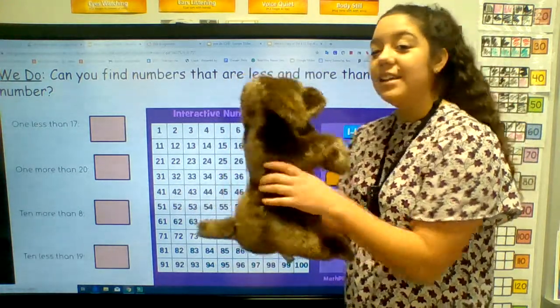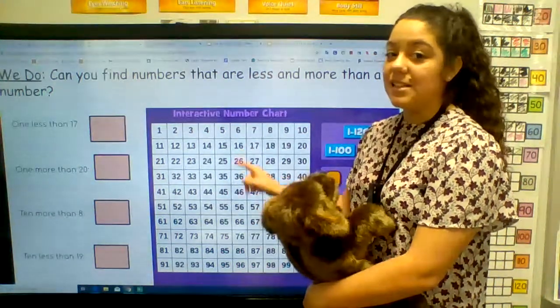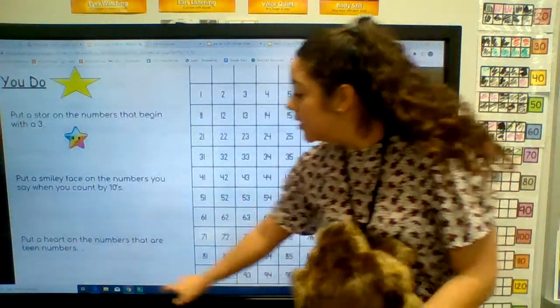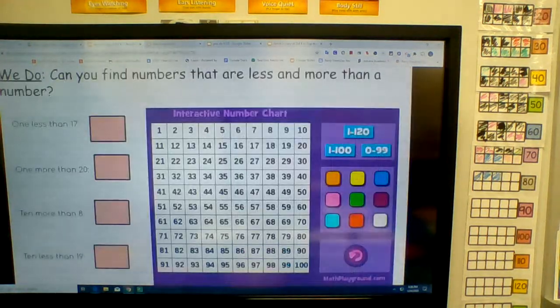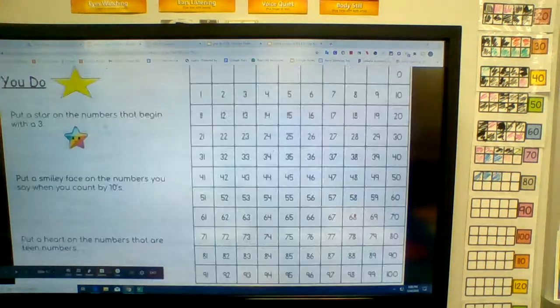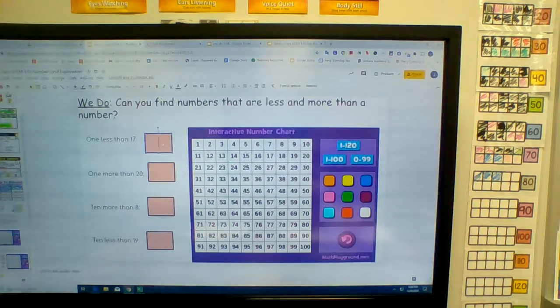That's right. Give me 5. 16 is 1 less than 17. I'm going to write it in the box. Let me go back 1 and write it. Okay, in this pink box, I'm going to write the number 17. Very good. Let's try another one.